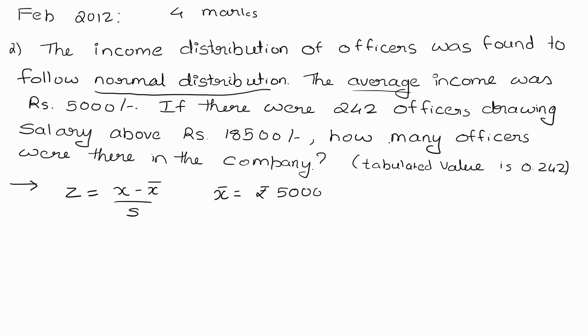Now if there were 242 officers drawing salary above rupees 18,500. Sorry for this. This question itself is: the average income was rupees 15,000. Sorry for this. The average income was rupees 15,000. If there were 242 officers drawing salary above 18,500, how many officers were there in the company? And the tabulated value is given to be 0.242.